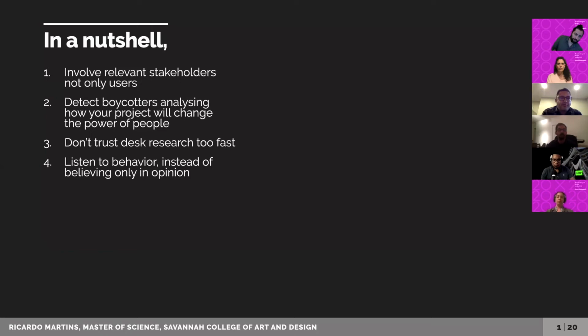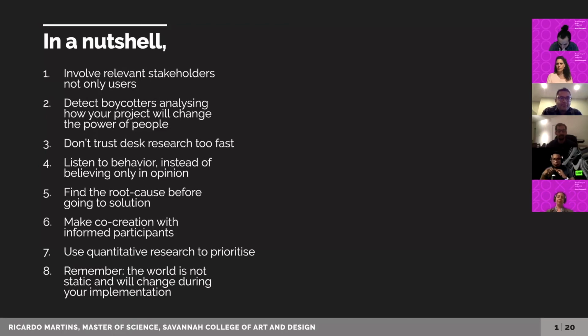First, involve irrelevant stakeholders, not only users. Detect boycotters, analyzing how your project will change the power of people. Don't trust desk research too fast. Listen to behavior instead of believing only in opinion. Find the root cause before going to solution. Make co-creation with informed participants. Use quantitative research to prioritize. And remember, the world is not static and will change during your implementation.